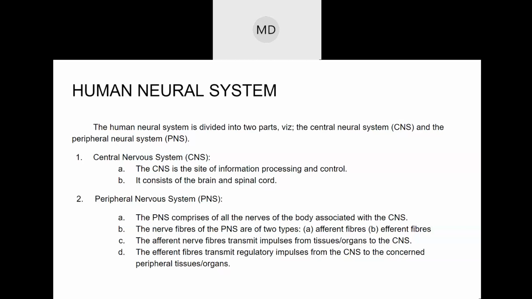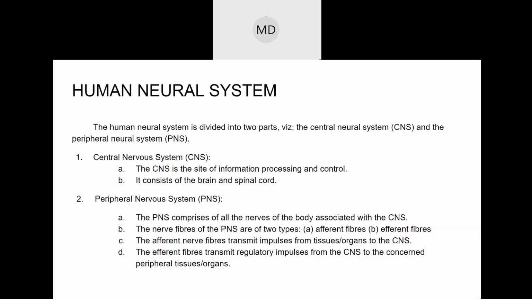The nerve fibers are of two types: afferent fibers and efferent fibers. There are two types of nerve fibers in the peripheral nervous system, as given here. Nerve fibers, or neurons, transmit signals from one part of the body to another, right? So transmission of nerve signals takes place.